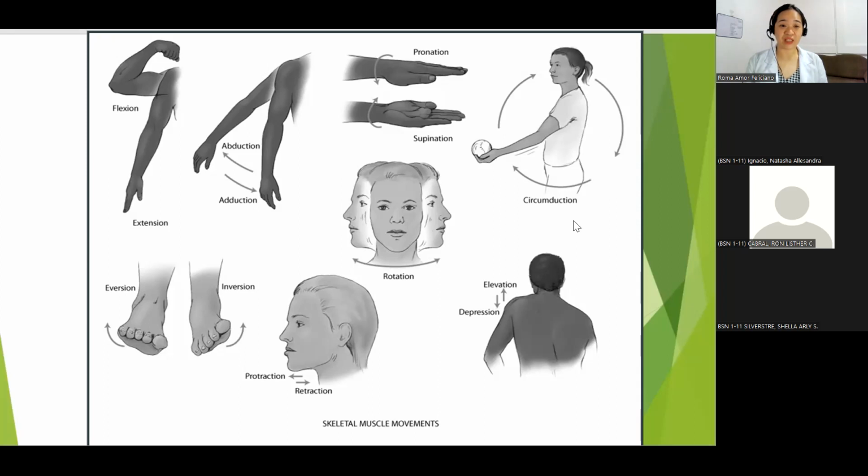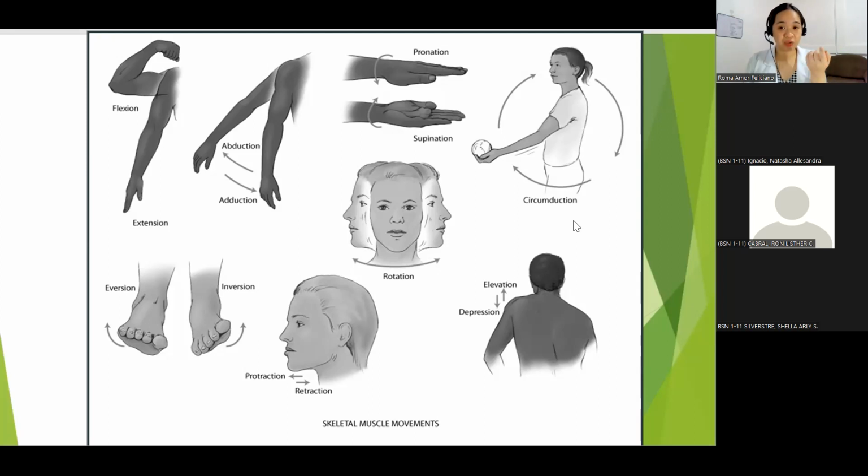Yung depression na nalulungkot or sobrang kalungkutan na hindi mo alam kung ano ang pinagdadaanan mo, hindi yun ang pinag-uusapan natin. Depression is pagbaba, no? Elevation, pagtaas, and then depression. So these are some of the skeletal muscle movements.